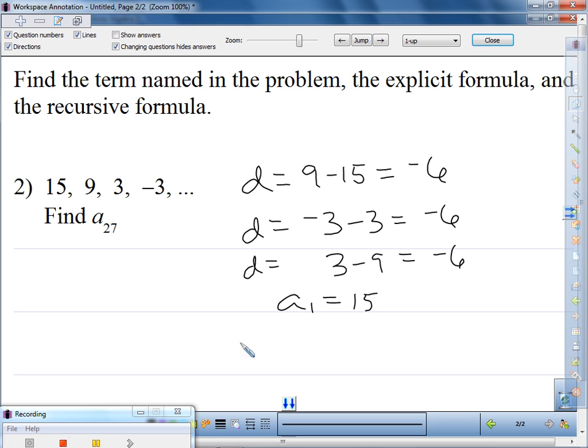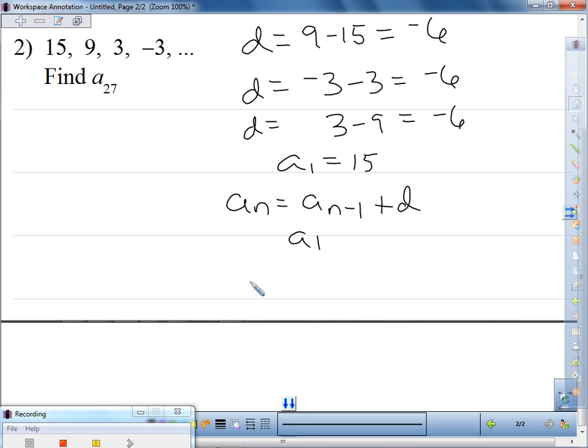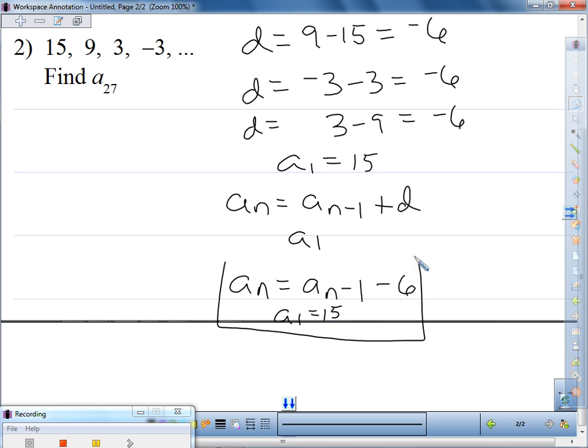So now we'll put it into the general form of the equation. The general form of a recursive formula that we are going to use is a sub n is equal to a sub n minus 1 plus d, and then we'll need to know what a sub 1 is. So in this case, a sub n is equal to a sub n minus 1 plus the common difference of negative 6, and our a sub 1 is 15, so a sub 1 is equal to 15. So that's the recursive formula for this sequence.